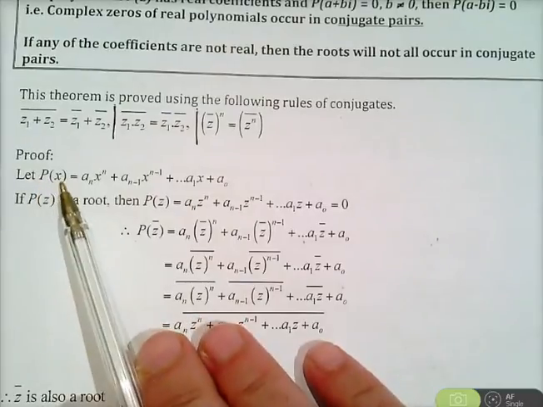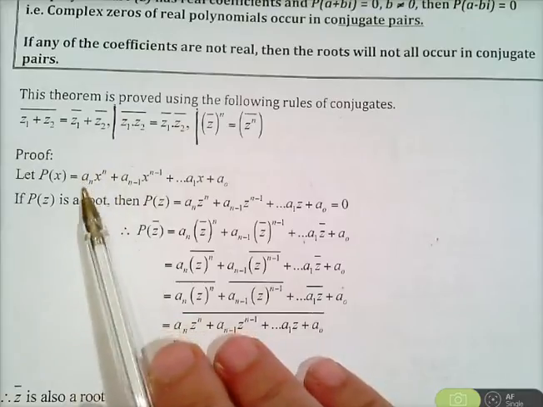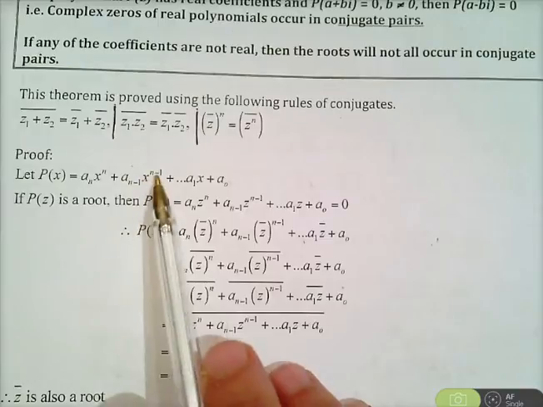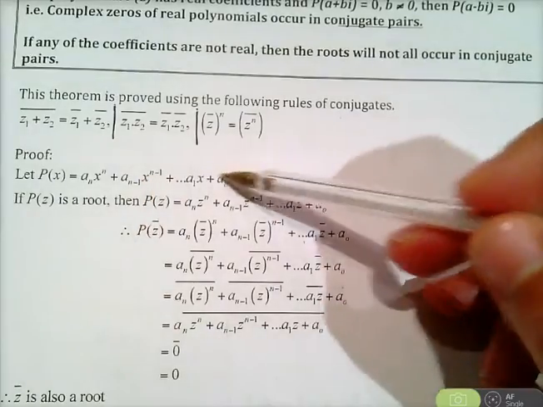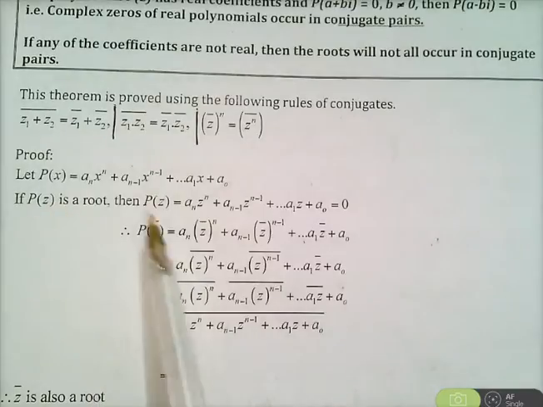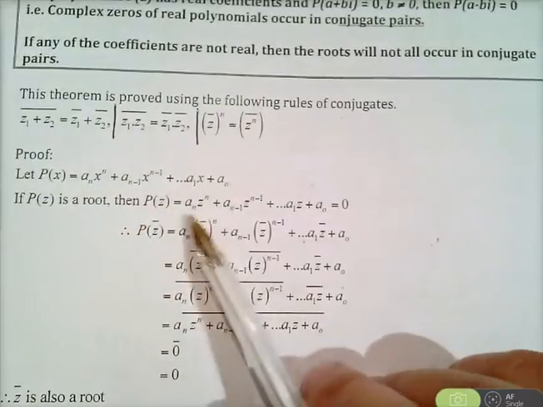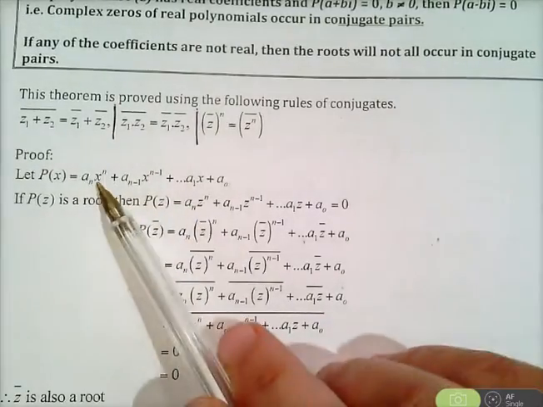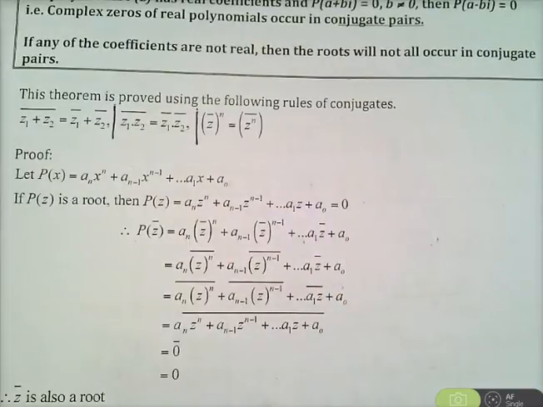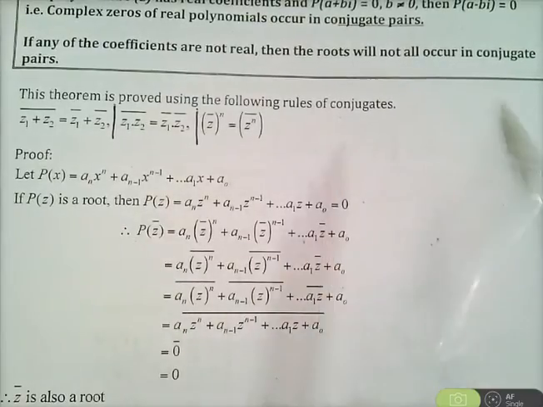Now if we've got this polynomial where x to the power of n is your highest power, and then just coming down, so a sub n x to the power of n plus a sub n minus 1 x to the power of n minus 1 all the way down to a sub 0. If z is a root, then if you substitute z in where the x is, it will equal 0. Because remember, when you substitute a root into an equation, by the factor theorem, you'll get 0.